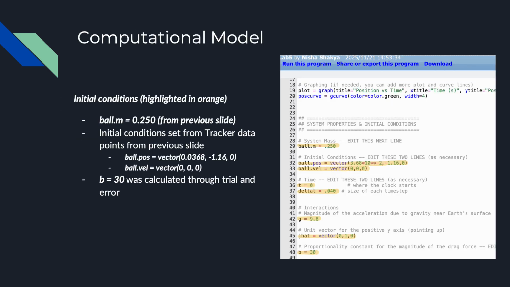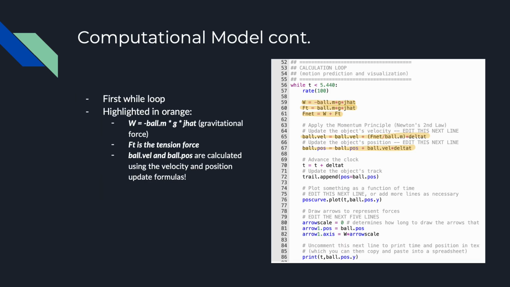Ball.m is equal to 0.25, which is from the previous slide, and again, the initial conditions were set from Tracker data points. Ball.position is equal to (0.0368, -1.160), and the velocity is 0. B equals 30 was calculated through trial and error. In our first while loop, we have W is equal to negative ball.m times g times j hat. F of t is the tension force, and ball.velocity and ball.position are calculated using the velocity and position update formulas.